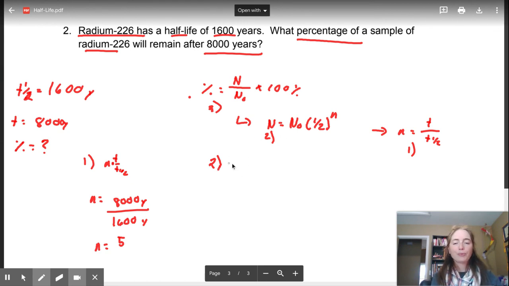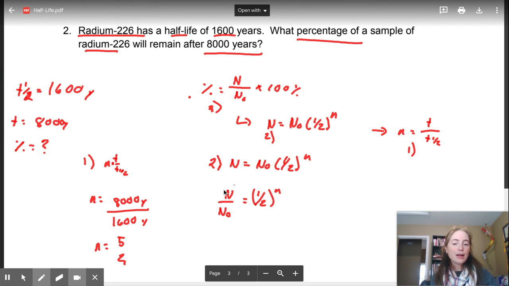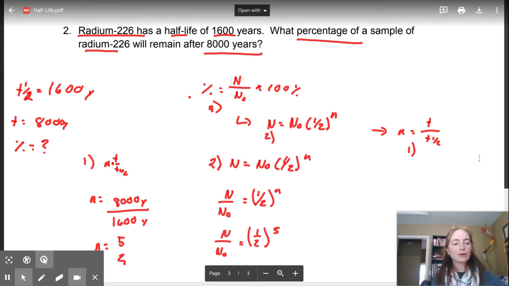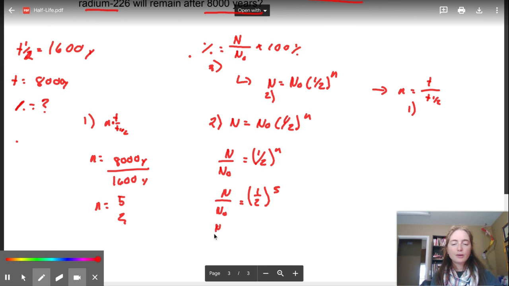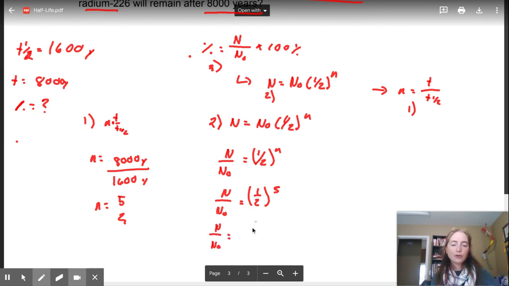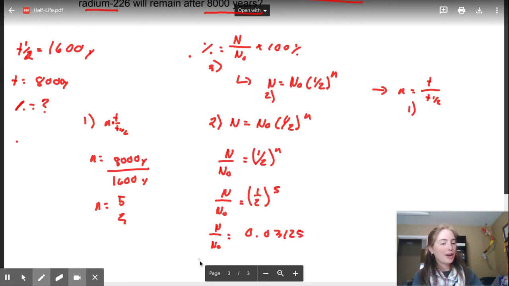And then for our second step, 1/2 to the power of n. I can't get N or N0, but I can get the ratio of N over N0. By dividing both sides by N0, I wind up with 1/2 to the power of n. I have n, which is 5. So now I can get the value of N over N0. So 1/2 to the power of 5, once you put that in your calculator correctly, you're going to wind up with 0.03125. That's the value of N over N0.